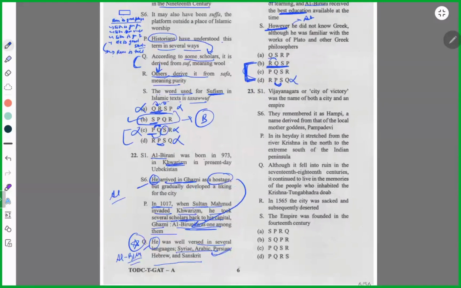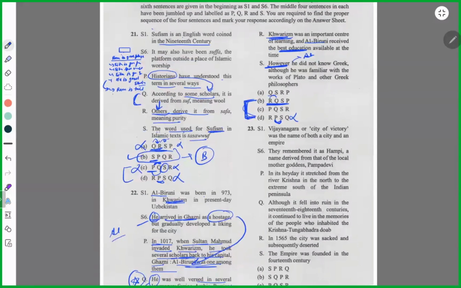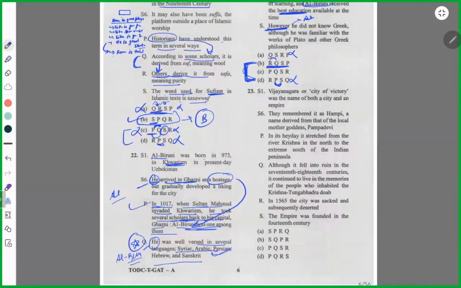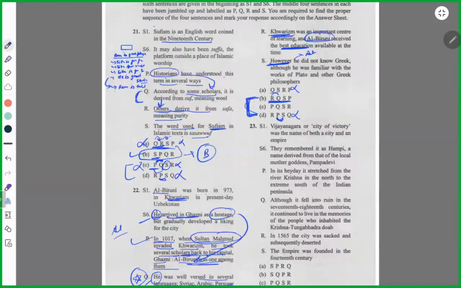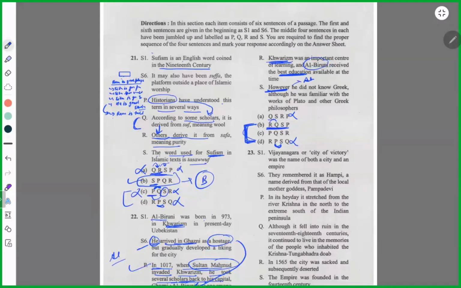Next, can we start with Q? He was well versed. Maybe it was talking about Al-Biruni. We can say that, but why is Al-Biruni put again? Noun, pronoun, noun will not come for the same person, right? Eliminated. Then PQRS: P is Sultan, then Q says he is well versed. No, Sultan Mahmud is not well versed, because education is taken by Al-Biruni. Then again, these three are eliminated. Now you will mark it. Clear?